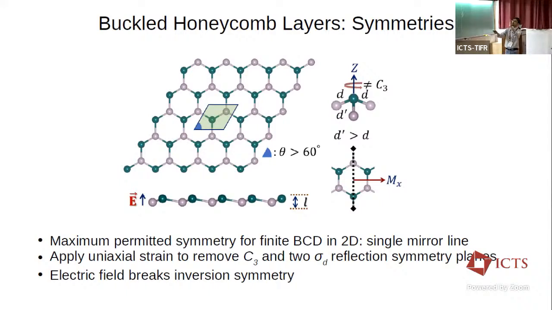So this is the structure. If you look from the top, it's the honeycomb structure. From the side, this is the buckling that I mentioned. This structure of course has many more symmetries than just a single mirror line. So we applied a very small uniaxial strain to get rid of the C3 symmetry and 2 reflection symmetry planes. That is inevitably present in experiments because of your device architecture, substrate, and so on. And then to break the inversion symmetry, which is again an essential requirement to get a second order response, we put an electric field perpendicular to the layer. So that breaks the inversion symmetry.